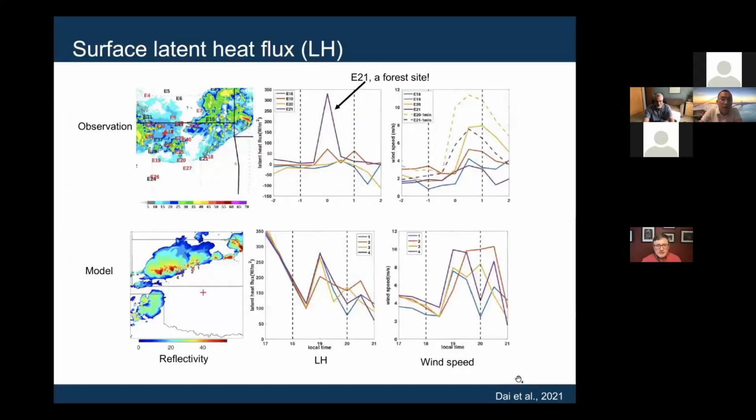In fact, we also see that enhanced latent heat flux in the observation. In this E22, a forest site where there's a large water heat content, when the gas front passes by, there's a spike of latent heat flux, as well as an increase of the wind speed. If we look at the 1 minute data, we also found this consistent result in the model. Next, please.